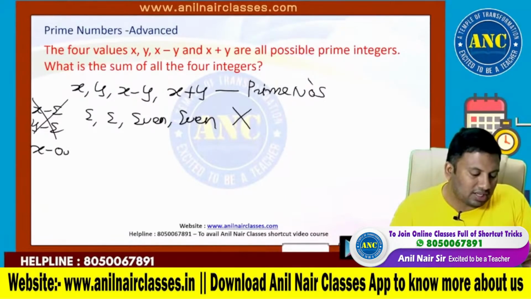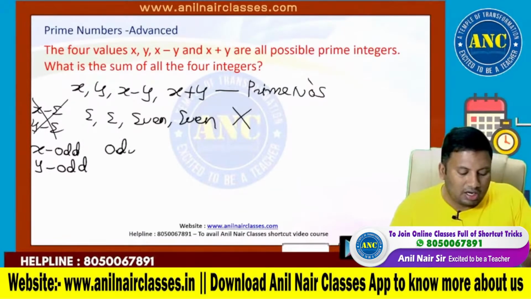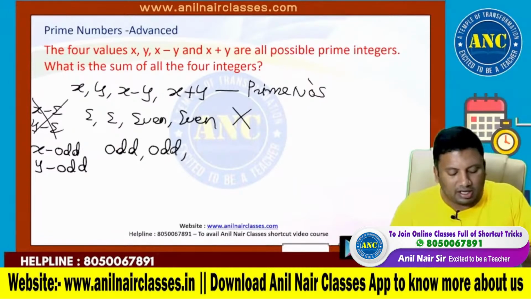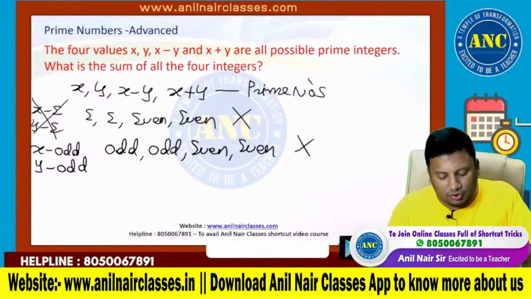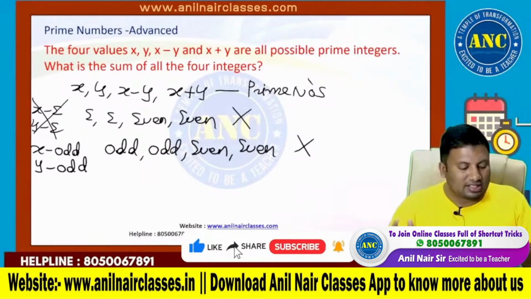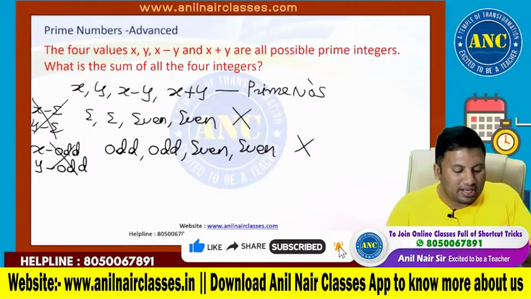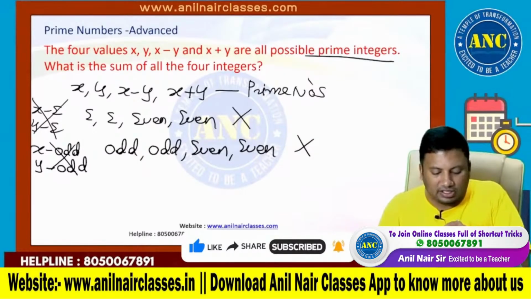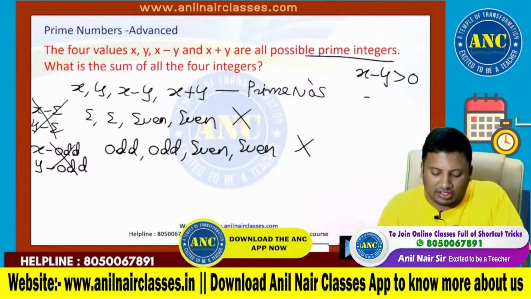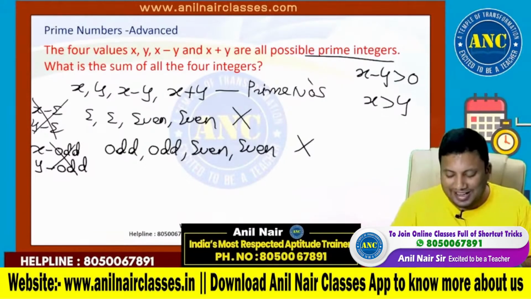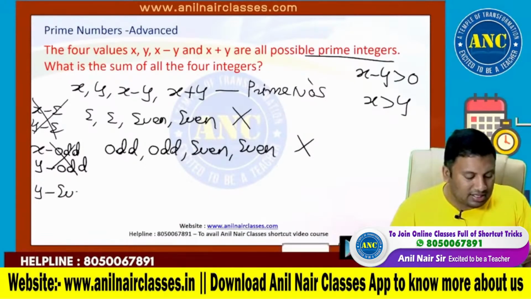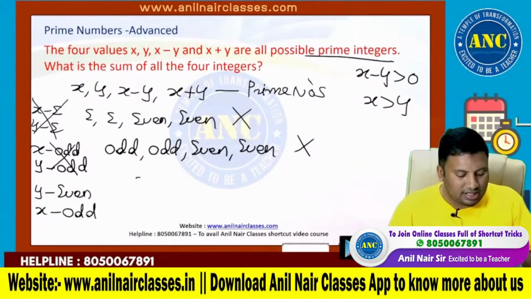If I take both as odd, x is odd, y is odd, then odd minus odd is even, and odd plus odd is even. There cannot be two different prime numbers which are even. Second case, not possible. X minus y is greater than 0, so x is greater than y. X cannot be an even number, as 2 is the lowest even number. That means the only case is y is an even number, that is 2, and x is an odd number.